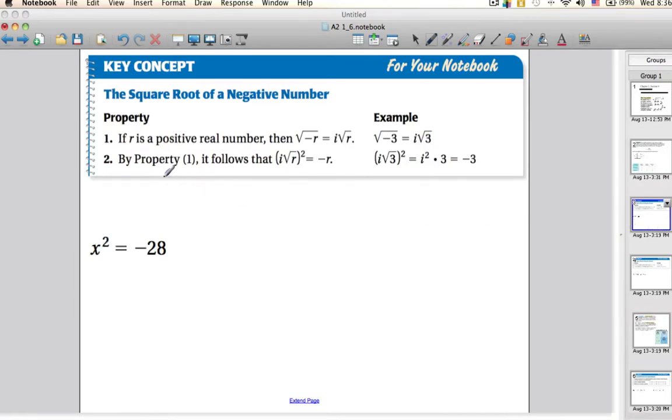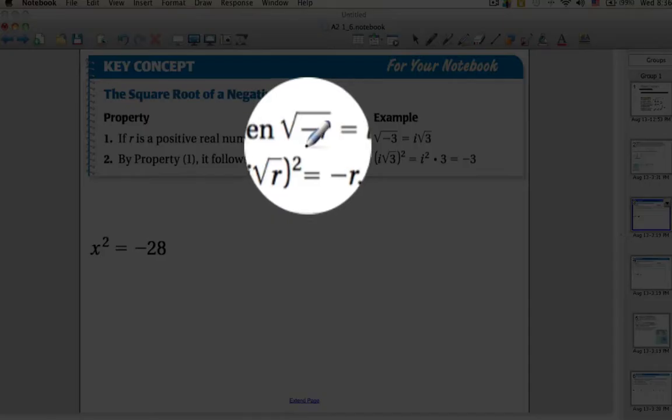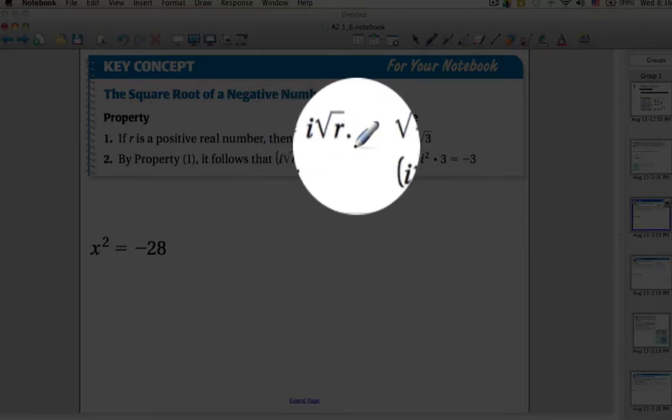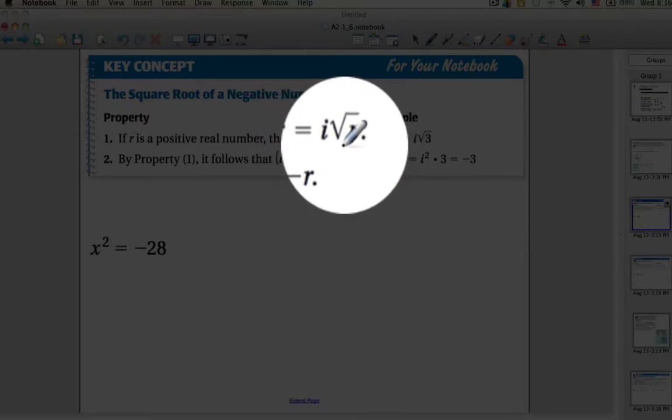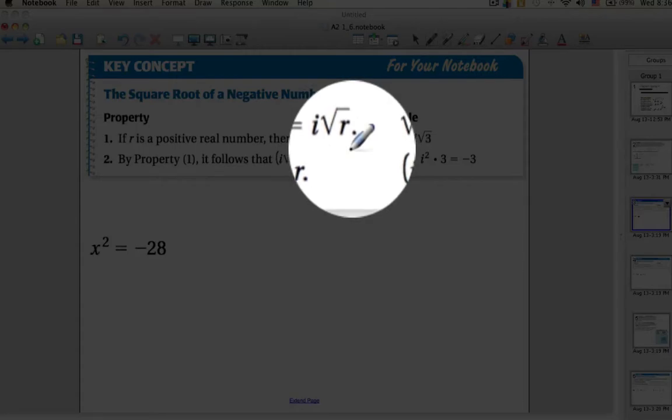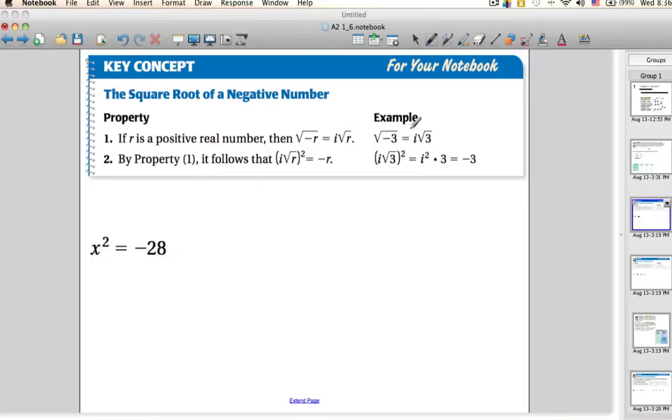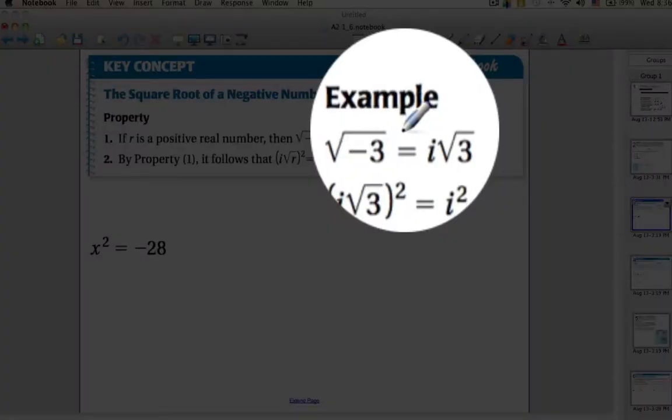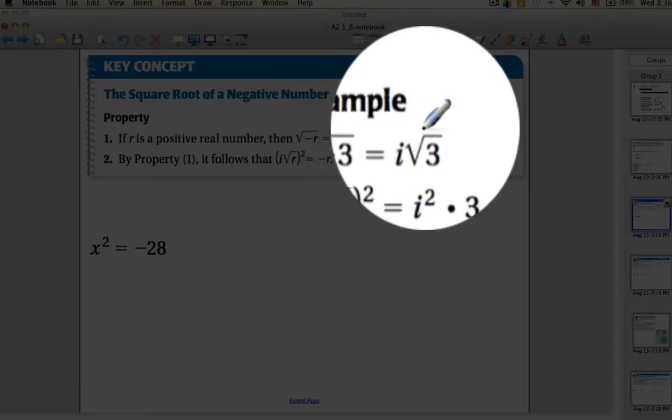So if r is a positive real number, then the square root of -r is equal to i times the square root of r. So for example, the square root of -3 is equal to i times root 3.